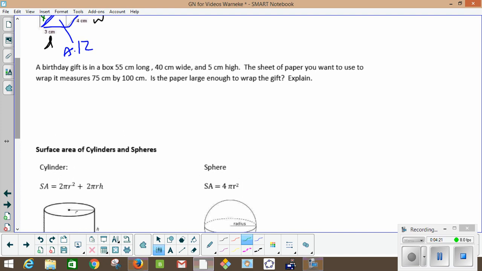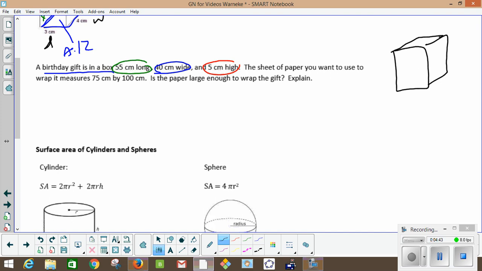Okay, now we have a word problem. It tells us that we have a birthday gift that's in a box of 55 centimeters long, 40 centimeters wide, and 5 centimeters high. So it's a box with dimensions of 55 long, 40 wide. Sometimes drawing a picture helps. Oops, sorry about that, wrong color. 40 wide, and then 5 high.